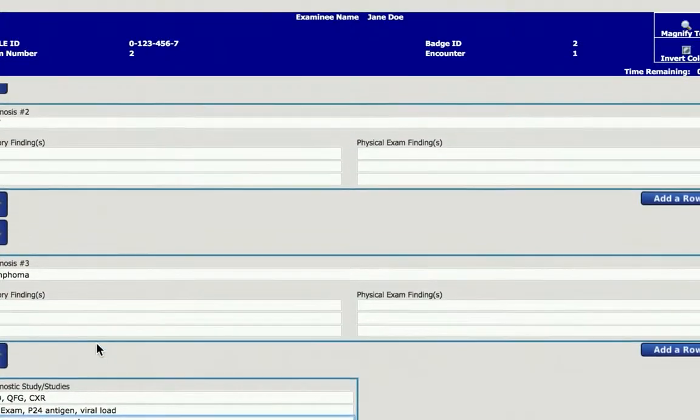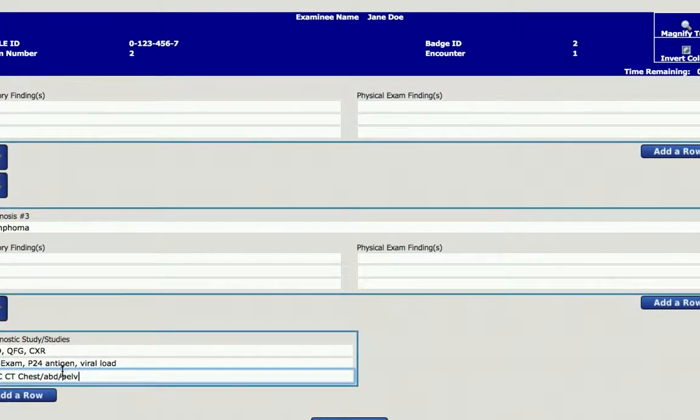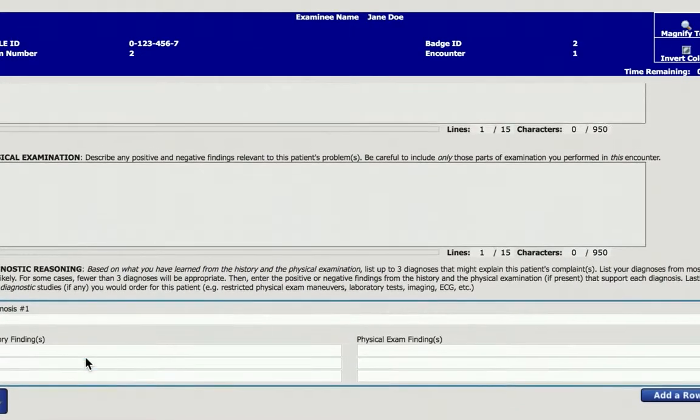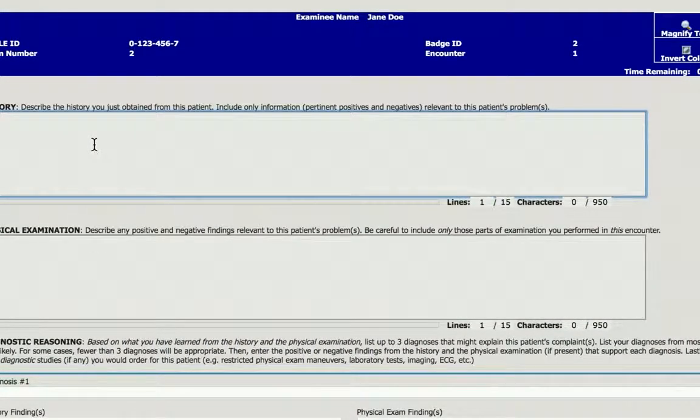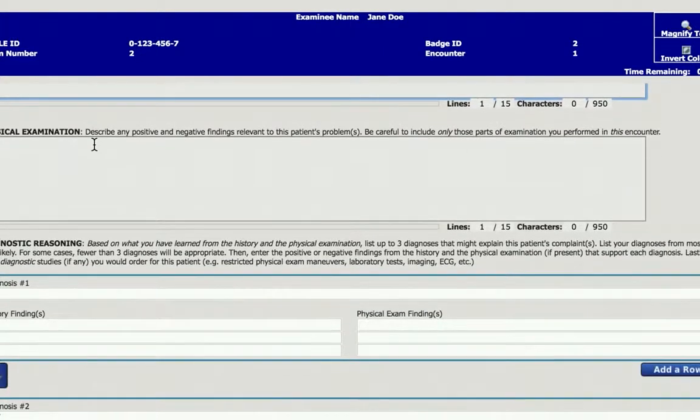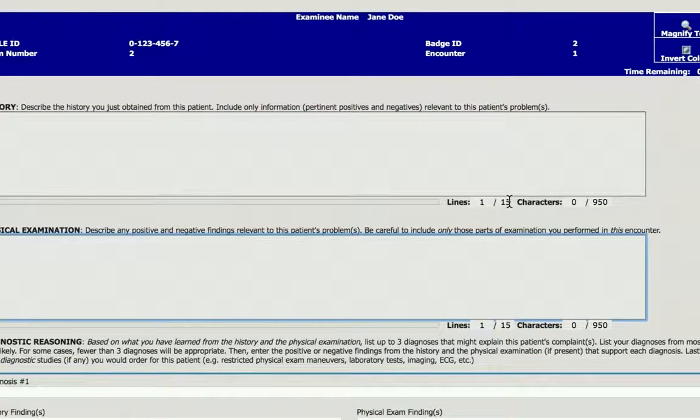So now that you've filled out the diagnoses and the diagnostic studies of choice, you're going to want to move up and go through your history. So I'll go ahead and type out the history that they presented with as well as physical exam. And you want to keep in mind that there's only 15 lines here. So using something like a bulleted or abbreviated history would be good. Just labeling what you're going to type and then filling in either short sentences or bullet points for each one, trying to stay under that character and line limit.